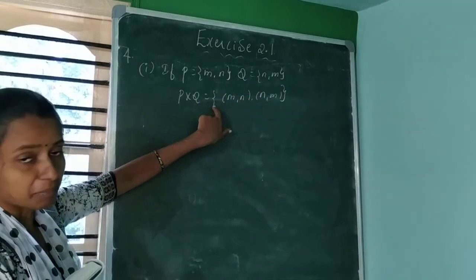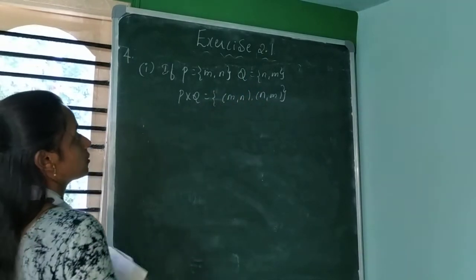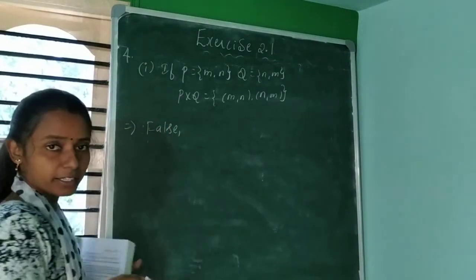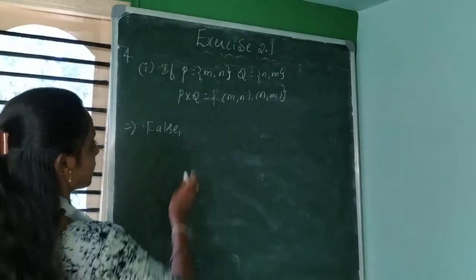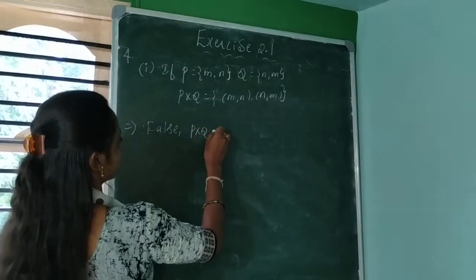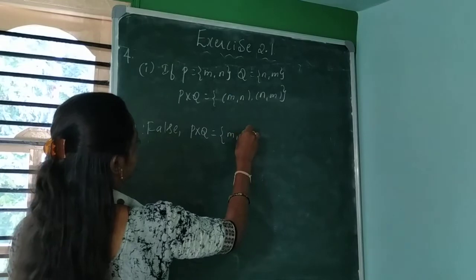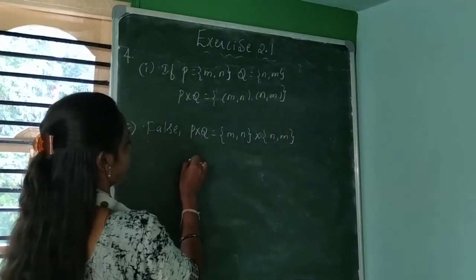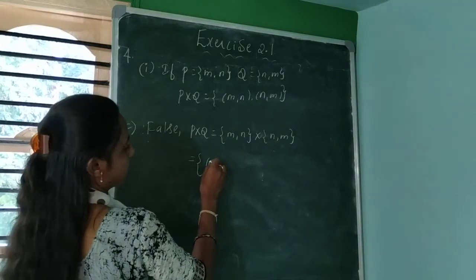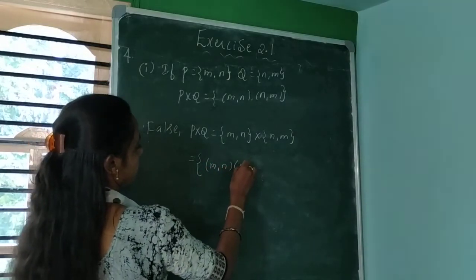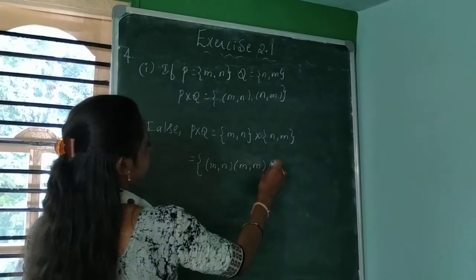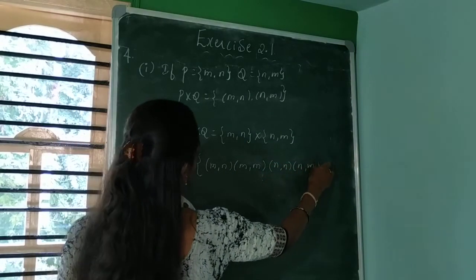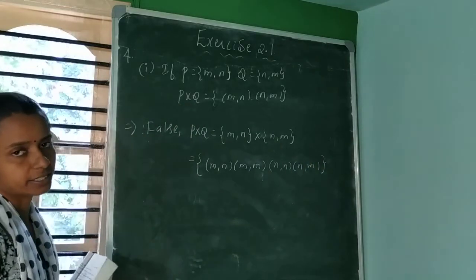So is this statement right? No, this is false. The answer is false. If the statement is false, we need to correct it. P cross Q can be written as {m, n} cross {n, m}. We can write this as: start with (m, n), next (m, m), then (n, n) and (n, m). This is the correct statement.